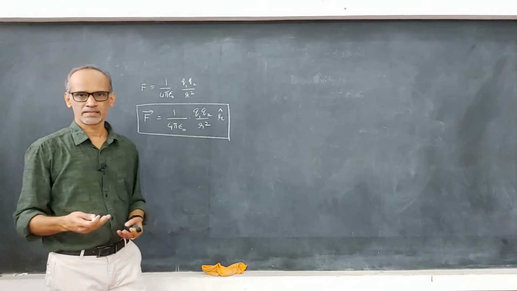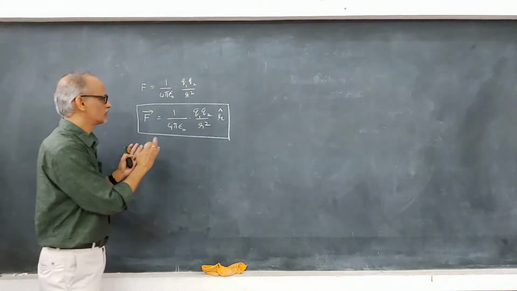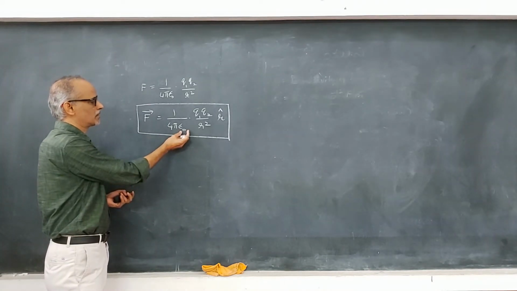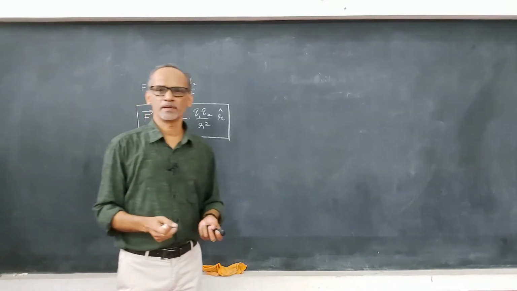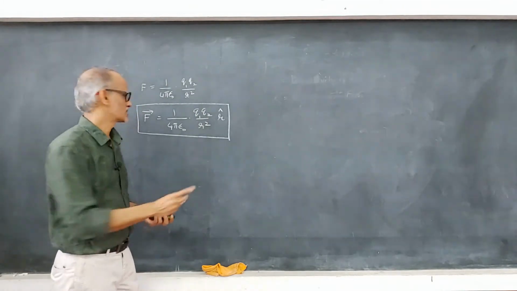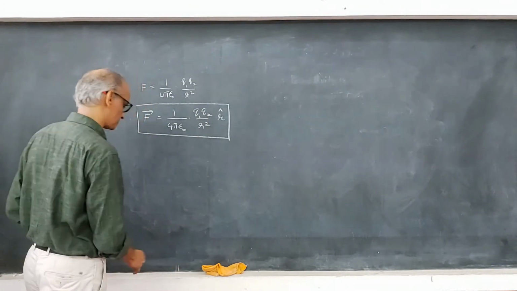Therefore, if they ask in the exam to write an expression for force in vector form, then do write this expression and explain the terms. What is epsilon naught? Permittivity of free space. What is the value of that? 8.854 into 10 to the power minus 12 farad per meter. What is Q1 Q2? Two charges. What is R? Separation between the two charges.